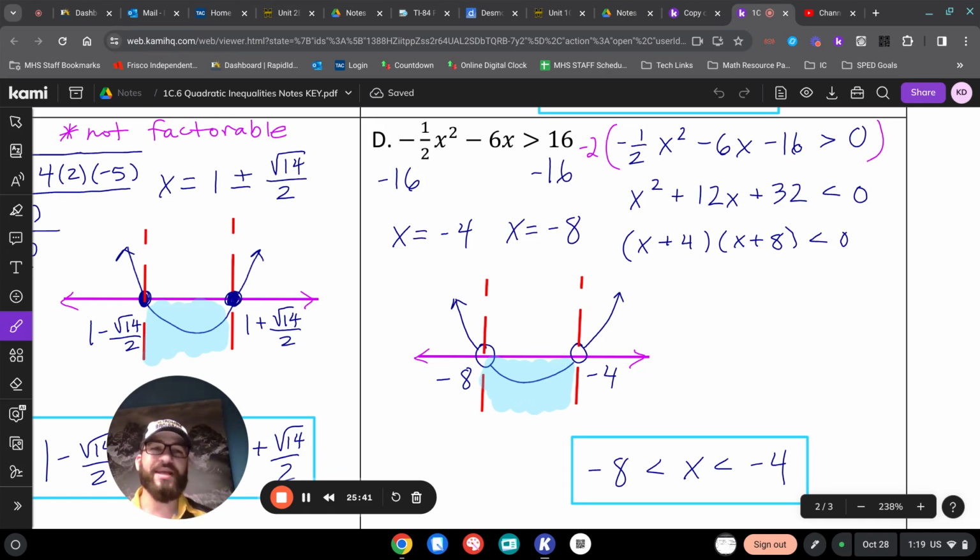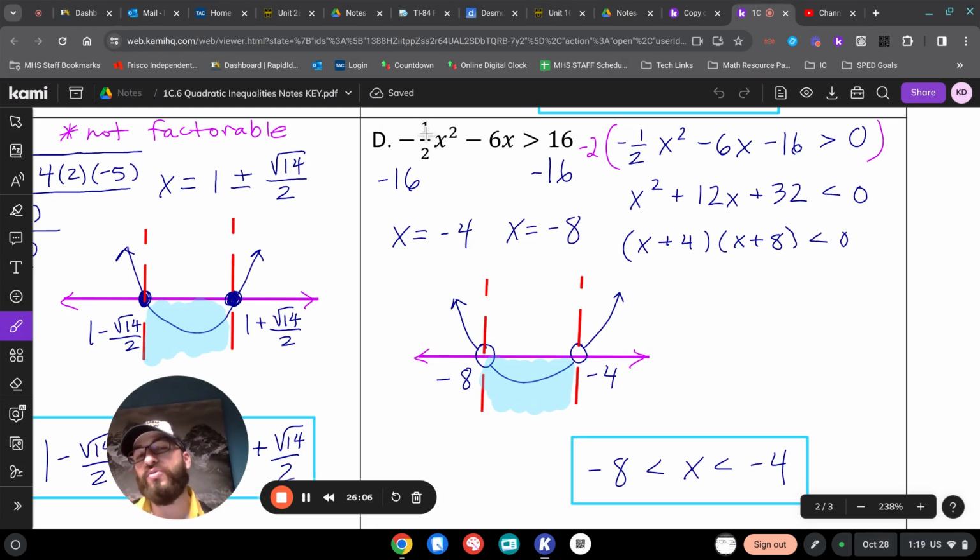So just like it changes the sign of all of our numbers, it also essentially changes the sign of our inequality. So factoring that, it factors into factors of 32 that add up to 12. So +4 and +8. So that gives me the x solutions of x equals -4, x equals -8. Popping them on my number line with open circles because I cannot equal -8 or -4. And then, of course, my shape.